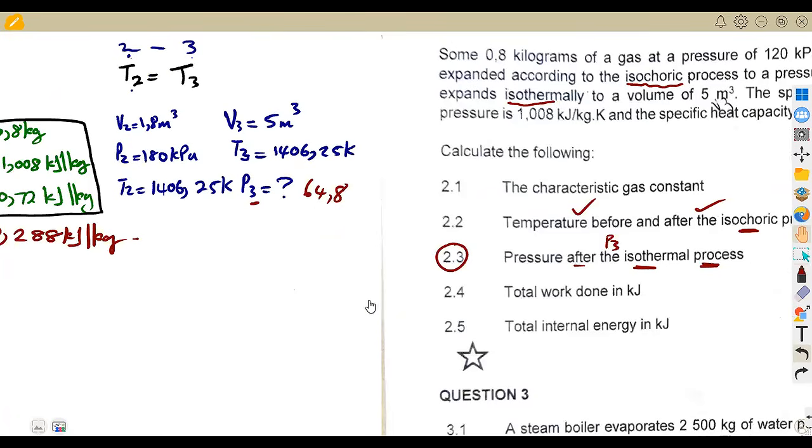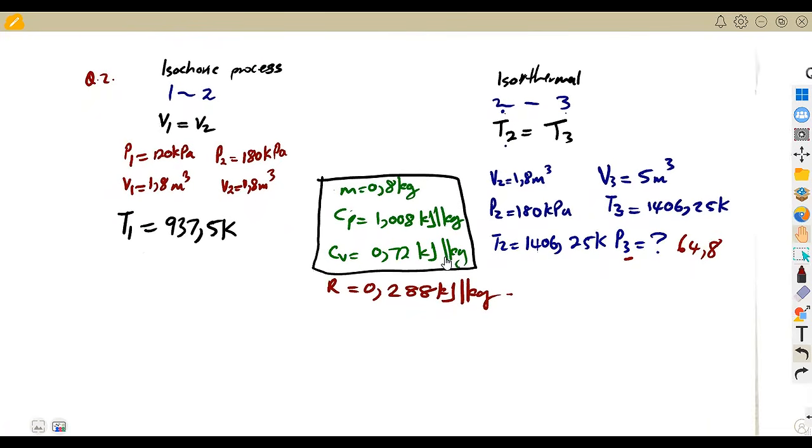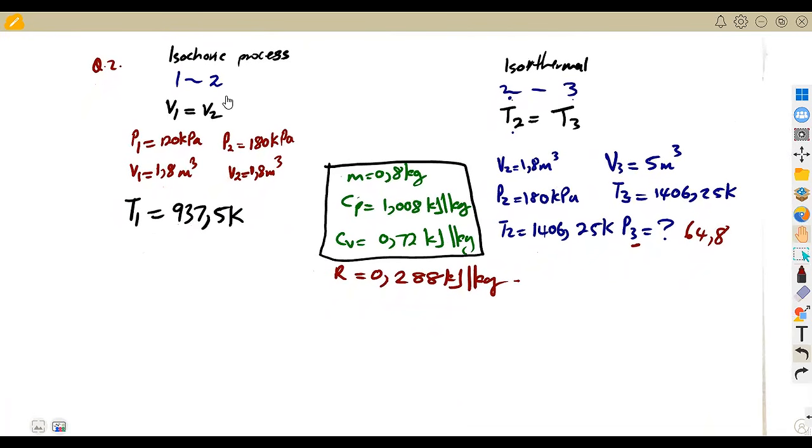Why are we talking about the total work done? Because we've got 2 processes to be considered: the isochoric process, and also the isothermal process. So the total work done is the work done in the isochoric process from stage 1 to 2, plus the work done between stage 2 to 3, which is our isothermal process.